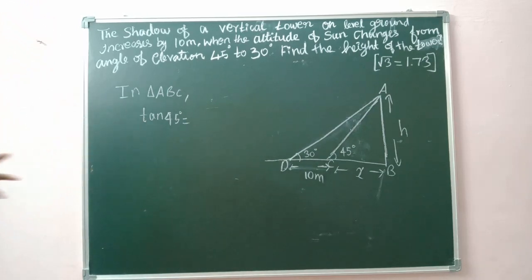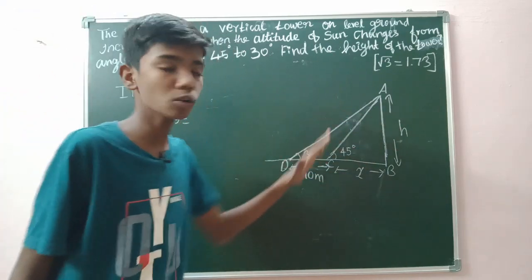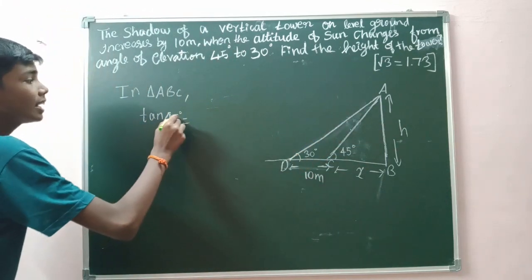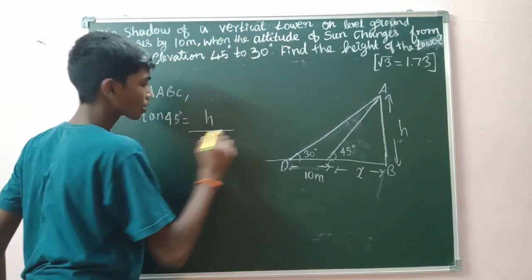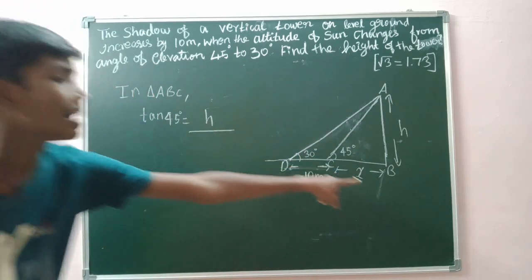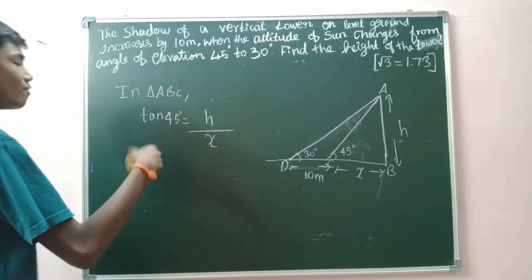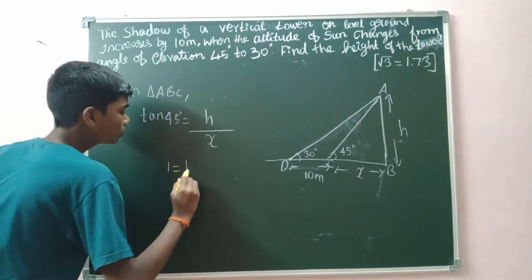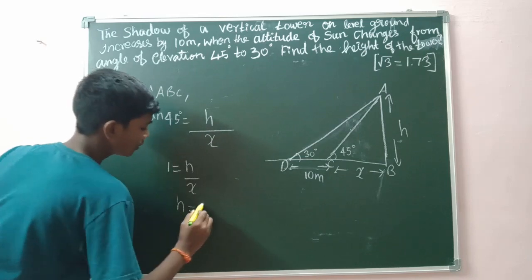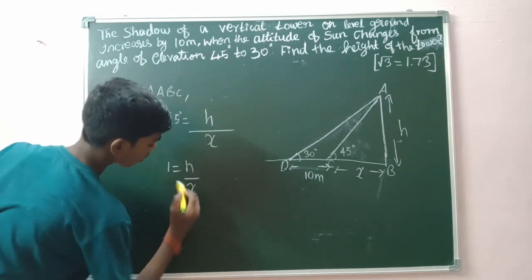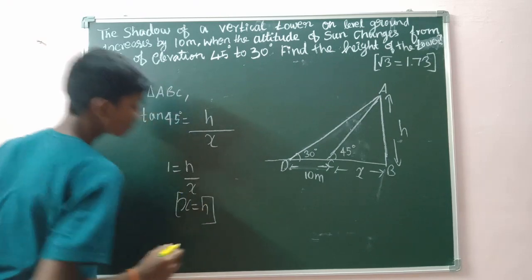Okay. So for this particular triangle ABC, this small triangle, the initial shadow, the angle of elevation is 45 degrees. Therefore, tan of 45 degrees will be nothing but the opposite, that is the height of the tower h, by the adjacent. Adjacent will be x. Therefore, tan of 45 is 1. So 1 is equal to h by x, which implies that h is equal to x, or x is equal to h. Okay, that is what we got to know.